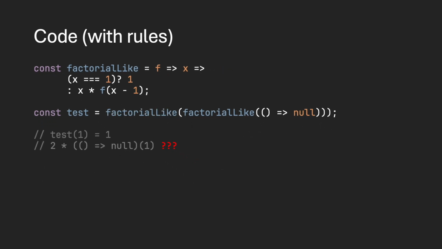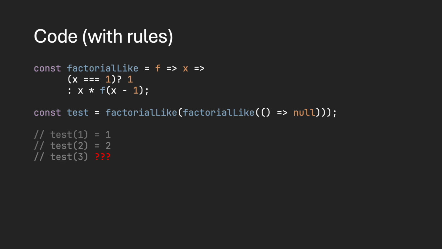One thing we could try from here is calling factorial-like with itself and our nothing function. Now, when we go to our recursive case, we will call 2 times factorial-like of our nothing function and 1. But this is already something that we tried earlier. This was just test of 1, which gave us 1. So now, test of 2 gives us the correct answer for the factorial of 2, which is 2. However, you could see why we'll have a similar issue if we tried running test of 3.